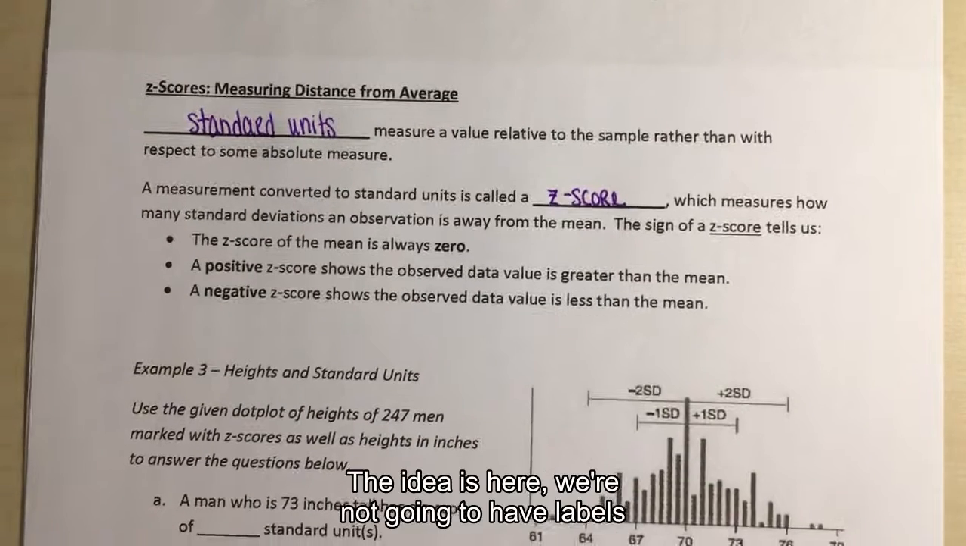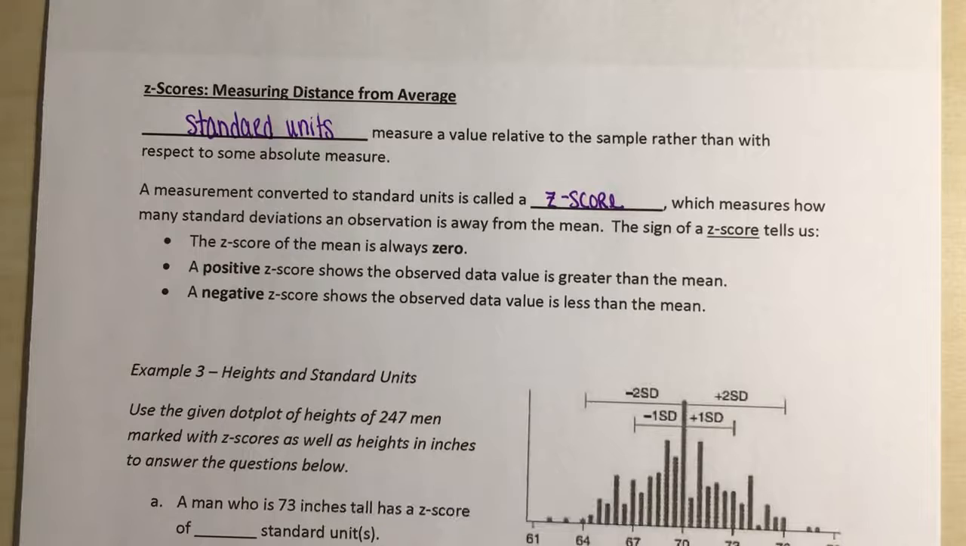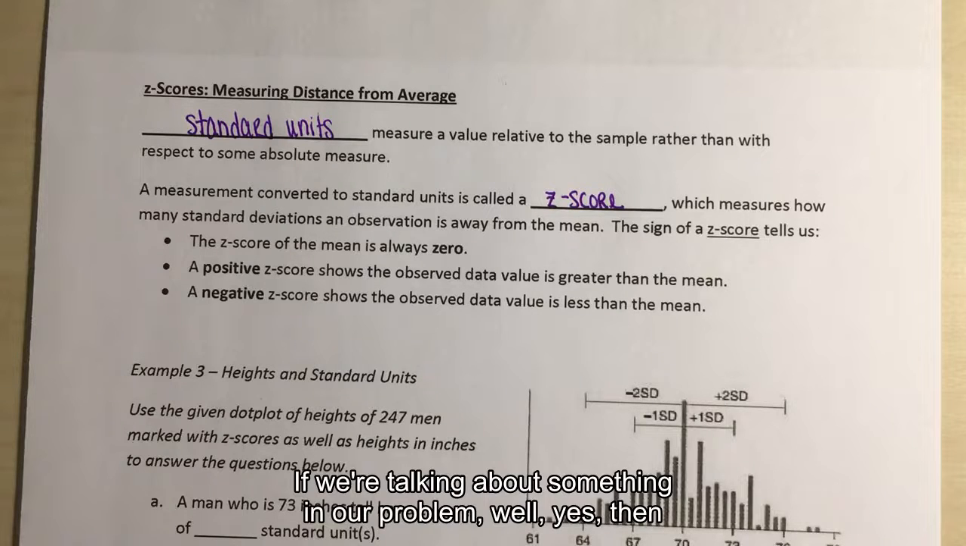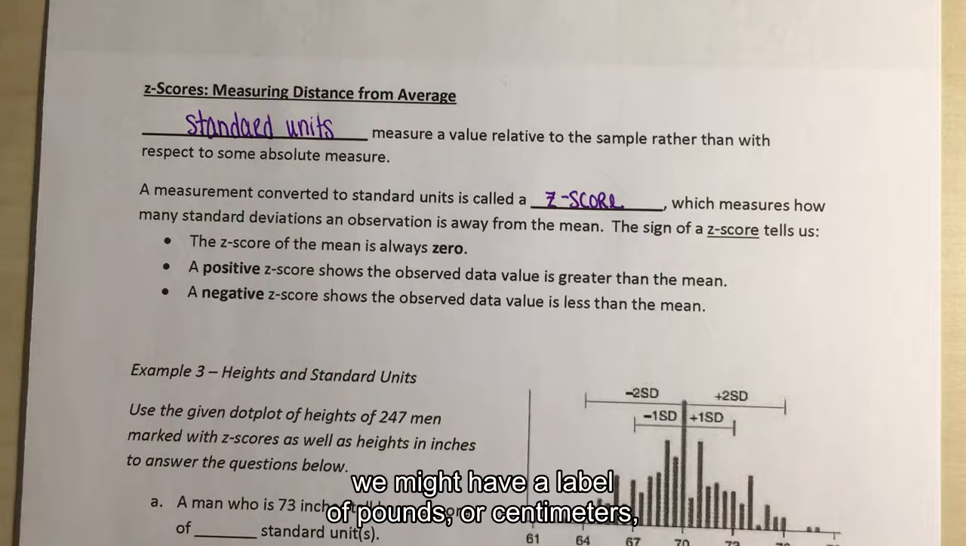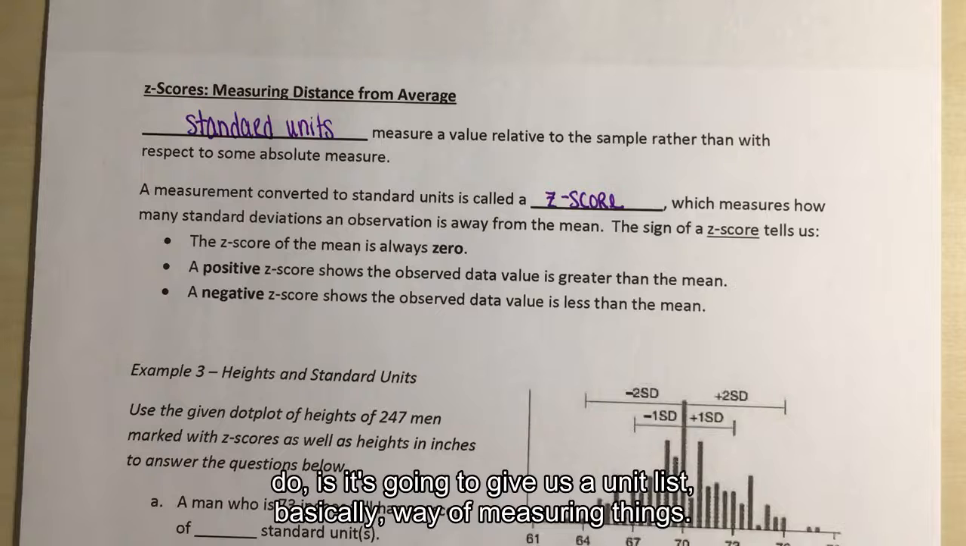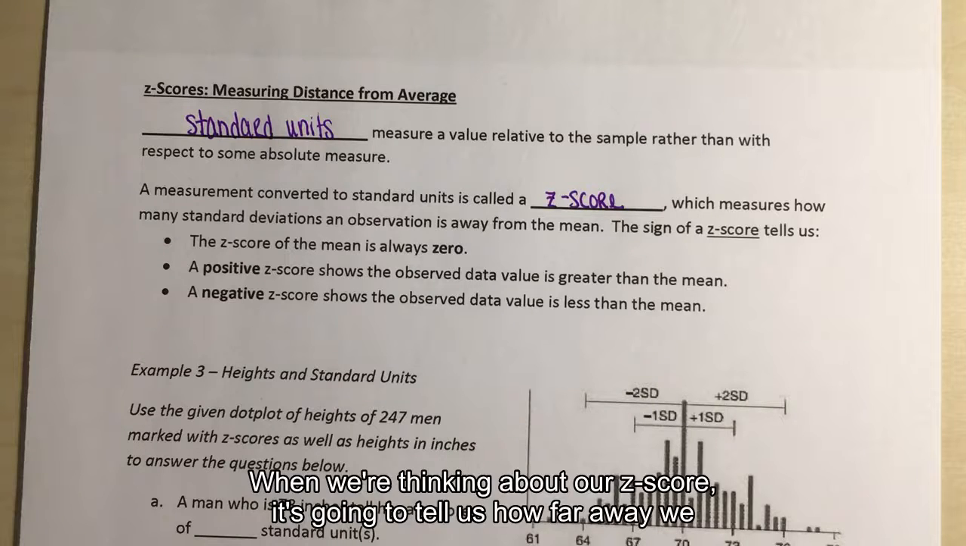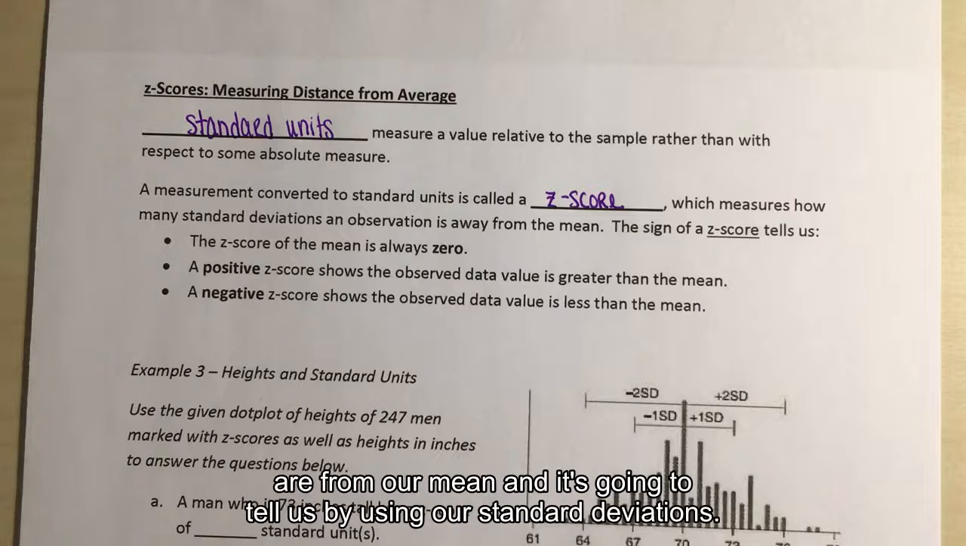So the idea is here, we're not going to have labels on our numbers when we're thinking about z-scores. If we're talking about something in our problem, then we might have a label of pounds or centimeters or something along those lines. But z-scores give us a unitless way of measuring things. So when we're thinking about our z-score, it's going to tell us how far away we are from our mean, and it's going to tell us by using our standard deviations.